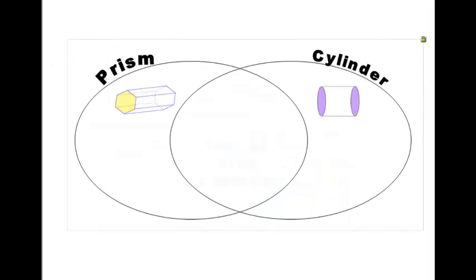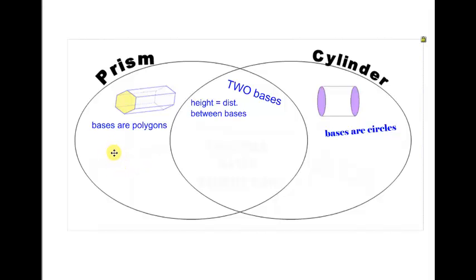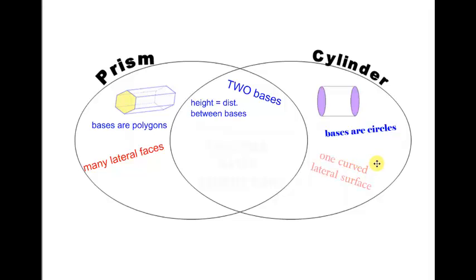So what similarities and differences do we find in prisms and cylinders? I think it's good to look at these. First of all, we know a prism has two bases that are polygons, while a cylinder has those same bases, but they're circles. The good news is they both have two bases, and that connecting distance between those bases is still the height. Also, when it comes to the lateral surfaces, a prism has many lateral faces, depending on how many walls there are. But a cylinder is different because it only has one lateral surface, that curved surface or tube.